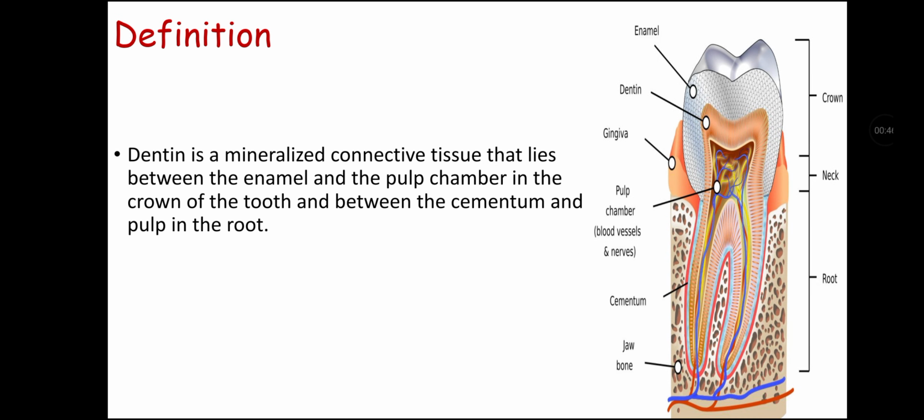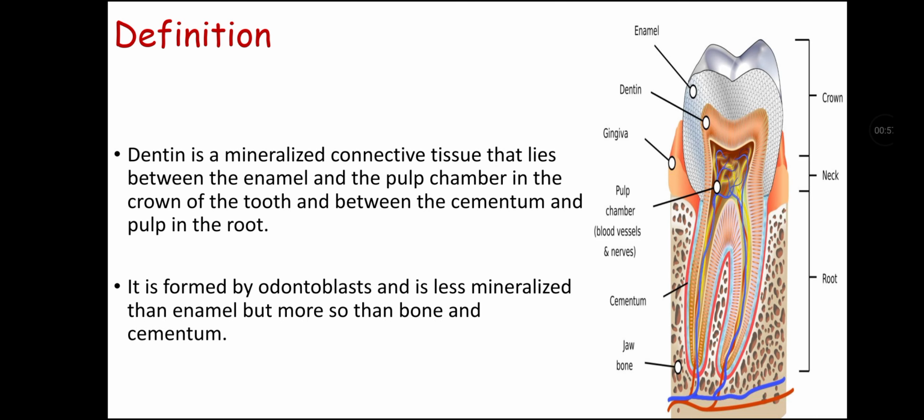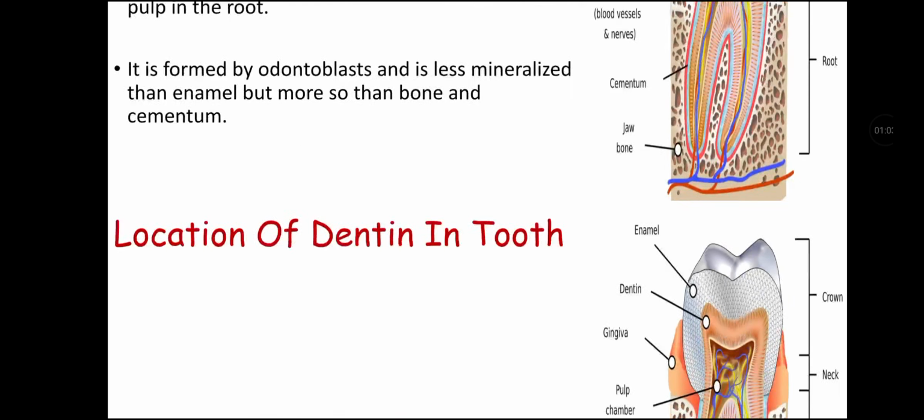Definition: dentin is a mineralized connective tissue that lies between enamel and pulp chamber in the crown of the tooth and between the cementum and pulp in the root. It is formed by odontoblasts and is less mineralized than enamel, but more so than bone and cementum.